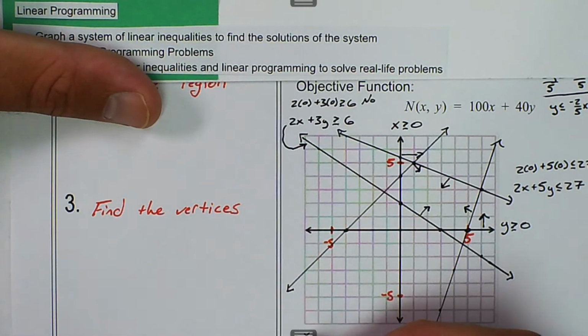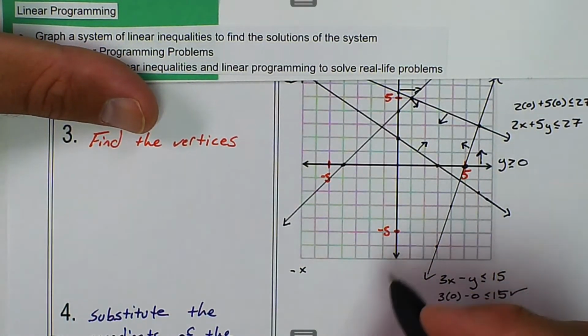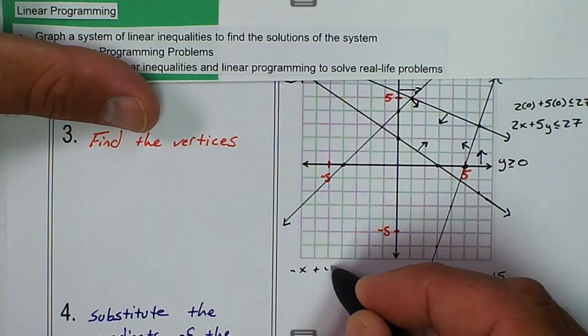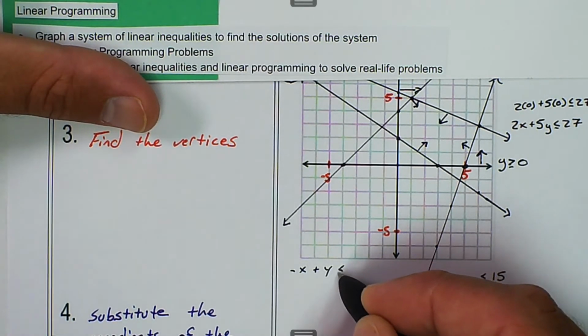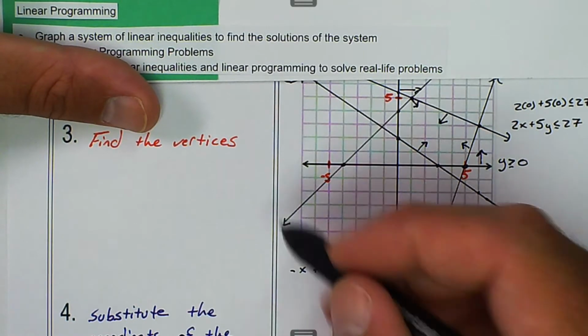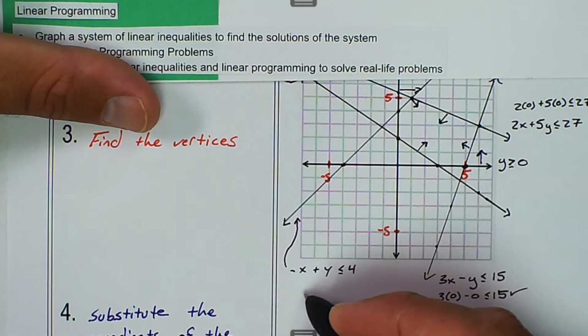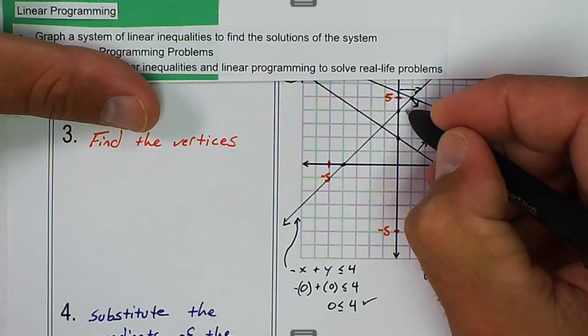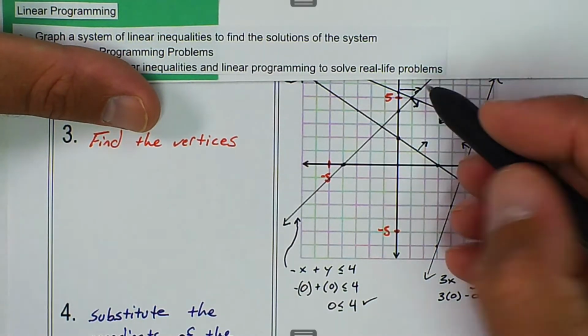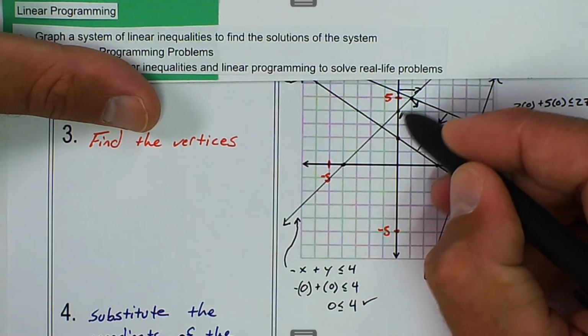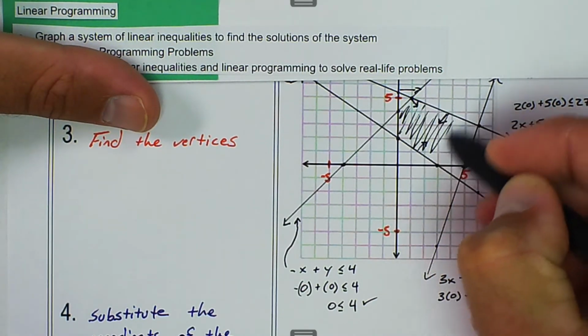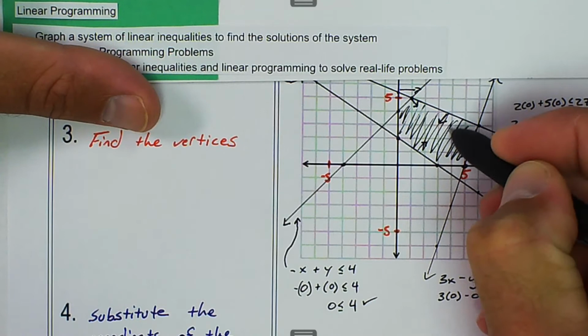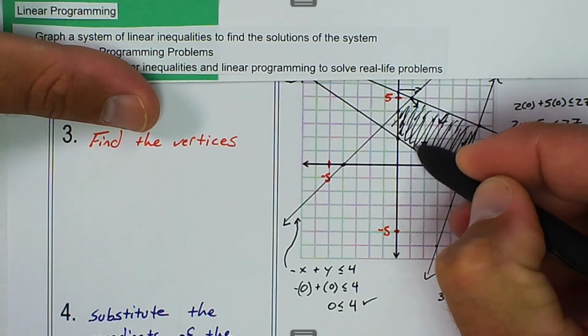So we have negative x plus y is less than or equal to 4. So we're going to check 0, 0. So 0 is less than or equal to 4, and that is true. So then we want to shade this side of that line, and we see our feasible region is right here. And so, whoops, a little bit outside there.